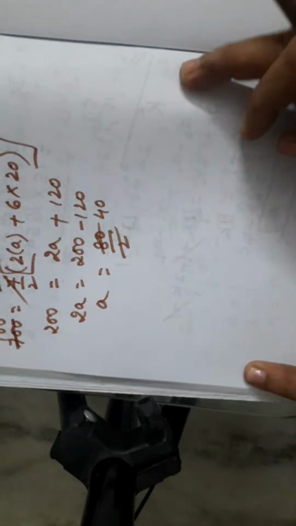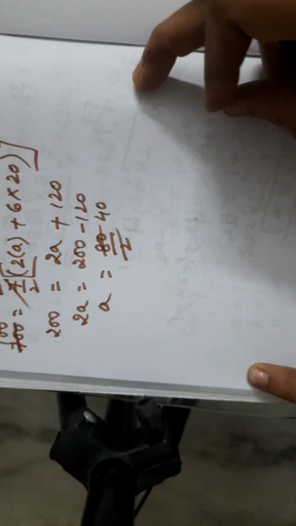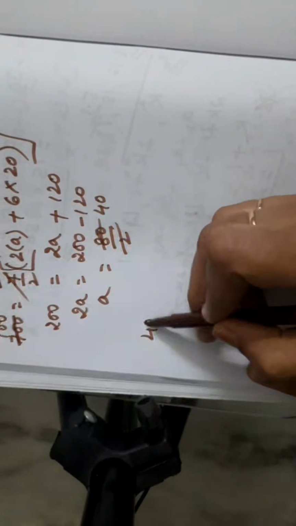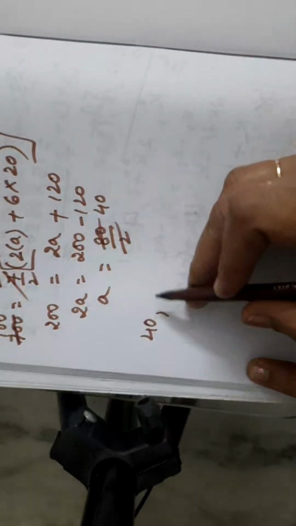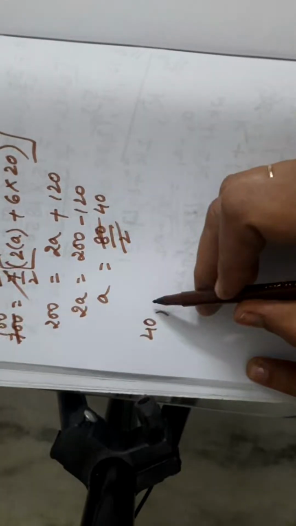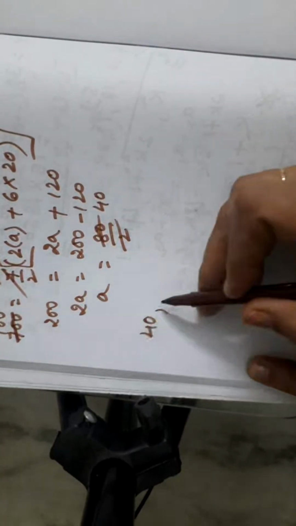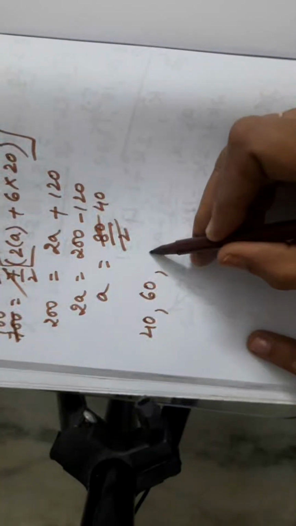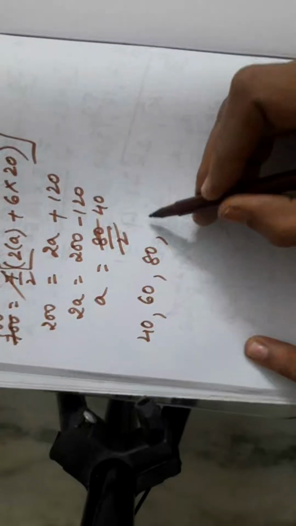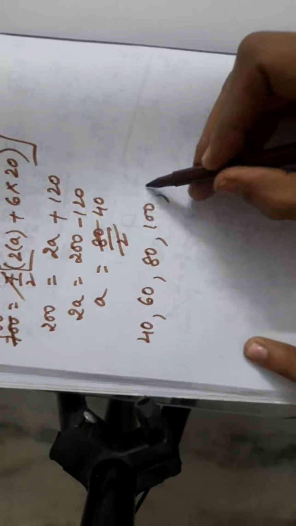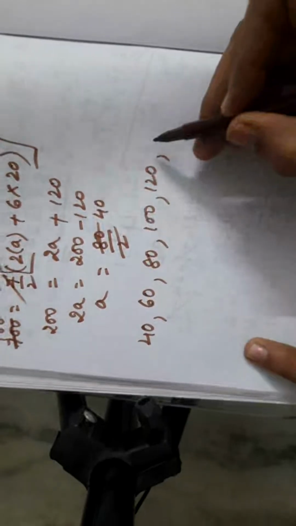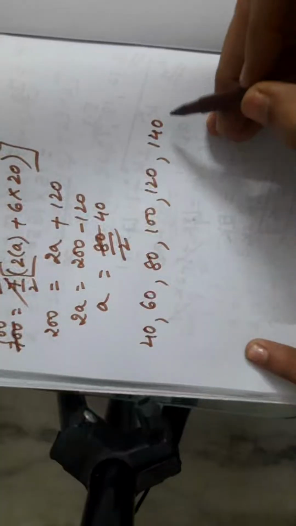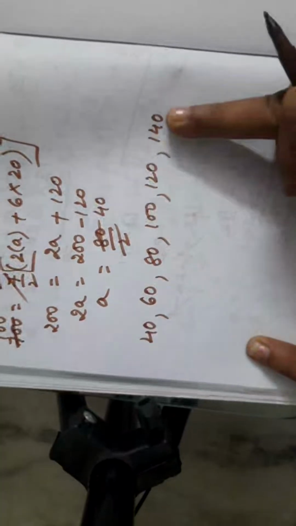So we need to write the sequence here. They asked how the 700 can be distributed among 7 prizes. So first term 40. Then the next one, here a we got 40. So next one add 20 to that. So it's 60. Then 60 plus again 20, 80. 80 plus 20, 100. 100 plus 20, 120. 120 plus 20, 140. Then 1, 2, 3, 4, 5, 6.